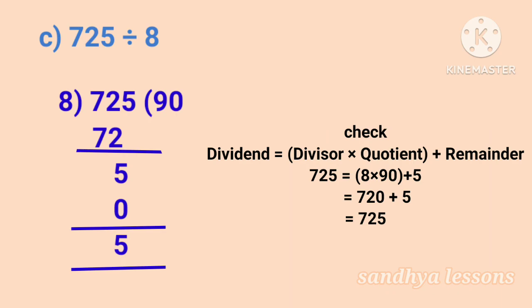C division 725 divided by 8. By dividing 725 with 8, we get quotient is equals to 90 and remainder is equals to 5. By checking the division, dividend is equals to divisor into quotient plus remainder. By applying the formula, 8 into 90 plus 5 is equals to 725, which is the dividend. So, the division is correct.